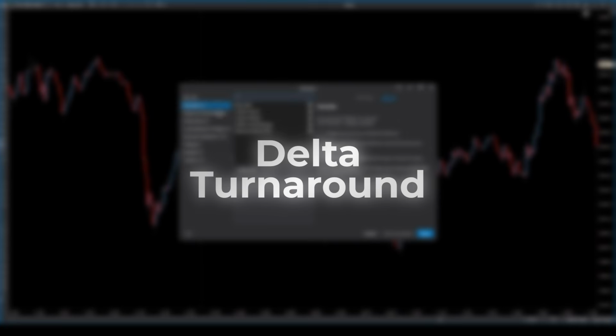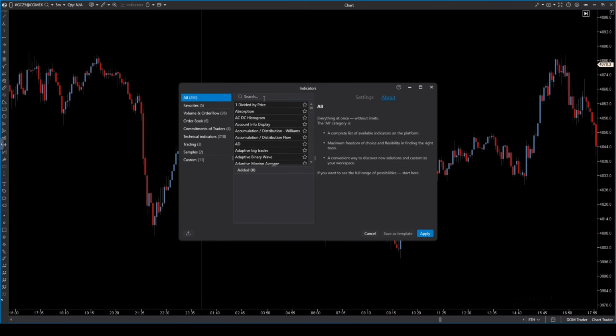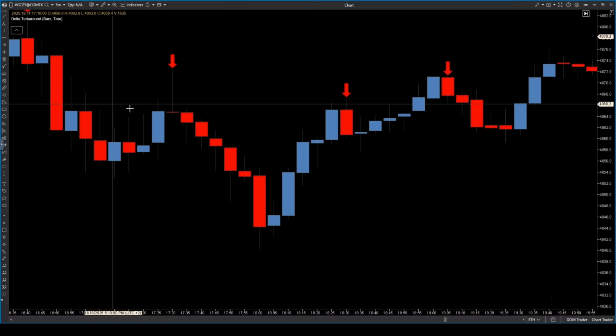Delta turnaround is an exceptional counter-trend tool for spotting reversals. It's a simple visual way to catch the moment when the initiative shifts, when buying pressure is replaced by selling pressure, or vice versa. How does the indicator work?